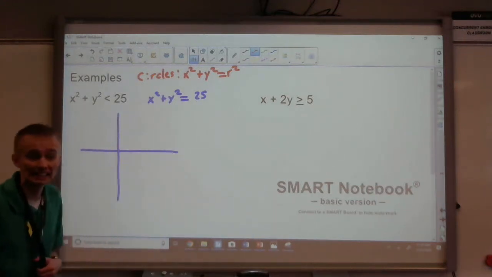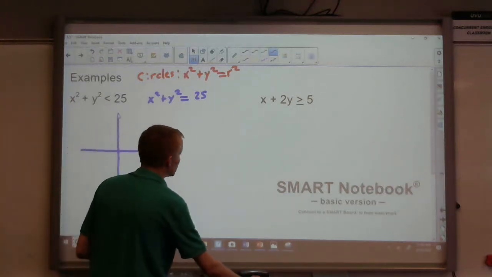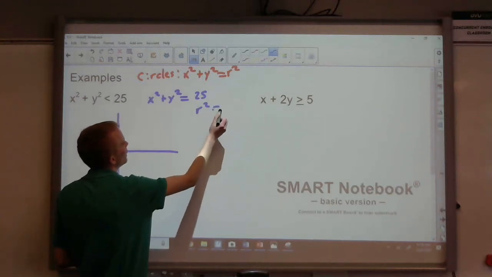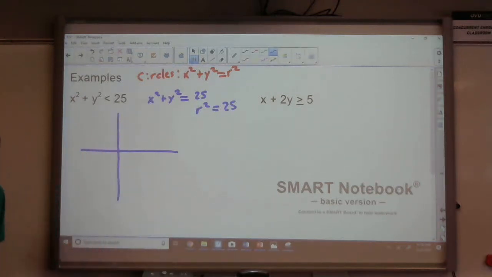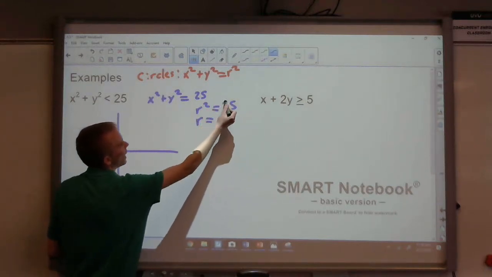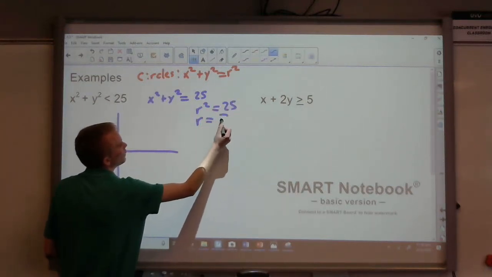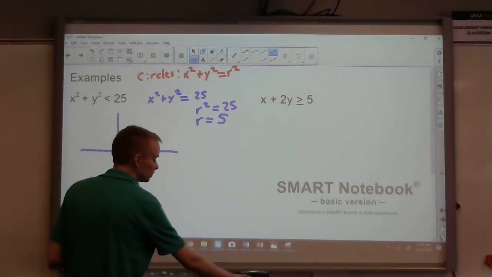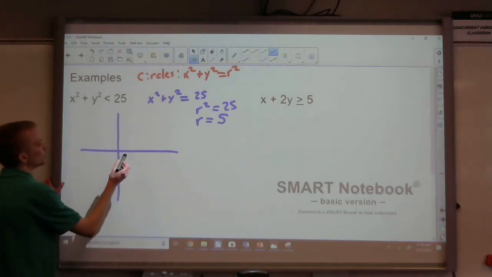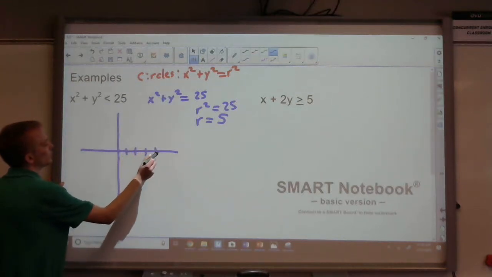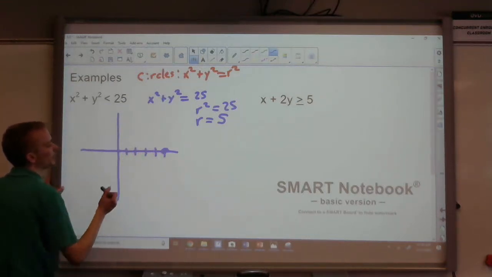What is my radius of this circle? Well, the r squared part of this equation is 25. So then what's the radius? Well, we square root both sides, and we get 5, right? The radius needs to be 5. So what does this look like then? I'm just a circle centered at 0, 0, and I go out 5 on each side. So 1, 2, 3, 4, 5. There'll be a point there.